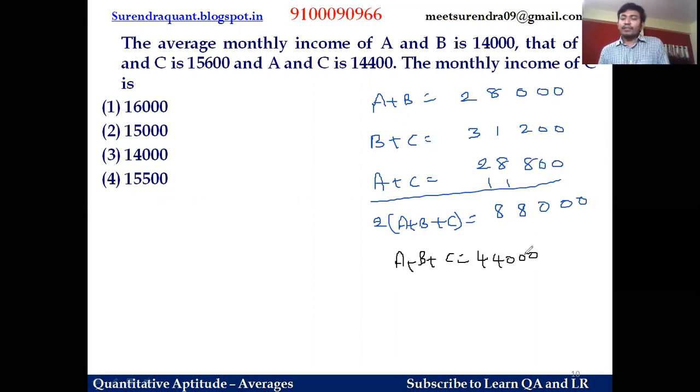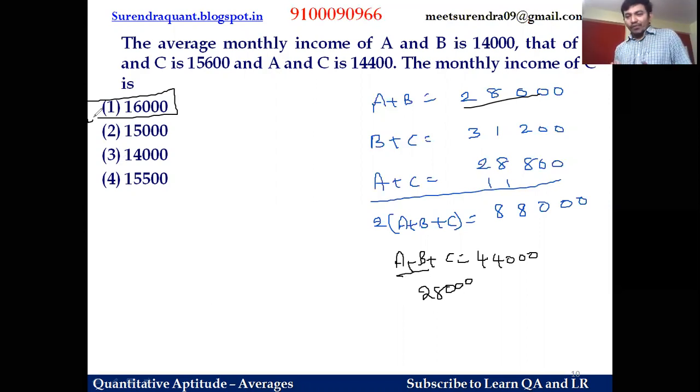But we need to find out the monthly income of C. So if you want C, you need to eliminate A and B. So what is the A and B value? 28,000. So if 28,000 comes to the right side, 44,000 minus 28,000 is 16,000. So the option is 1. So this way you can speed up the calculations, guys. The only agenda is to make your thought process faster and your simplification faster. So that is the quickest way to learn aptitude, guys.